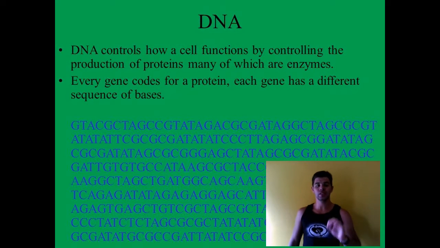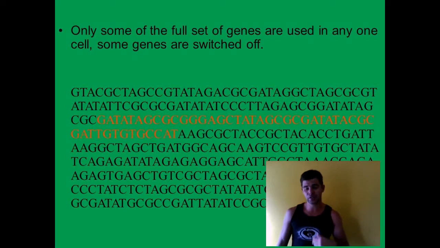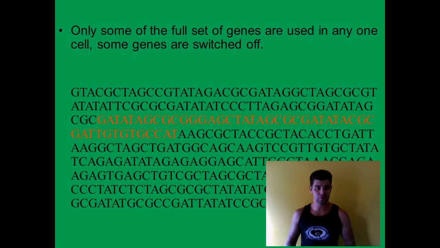So in terms of genes, all of those different bases aren't always going to be active all the time. Because only some of the full set of genes are used in any one cell. Some genes are switched off. As you age, as you encounter different things, some genes are repeatedly getting switched on and off depending on what your body needs to do and the different circumstances it encounters. So genes aren't necessarily always active.